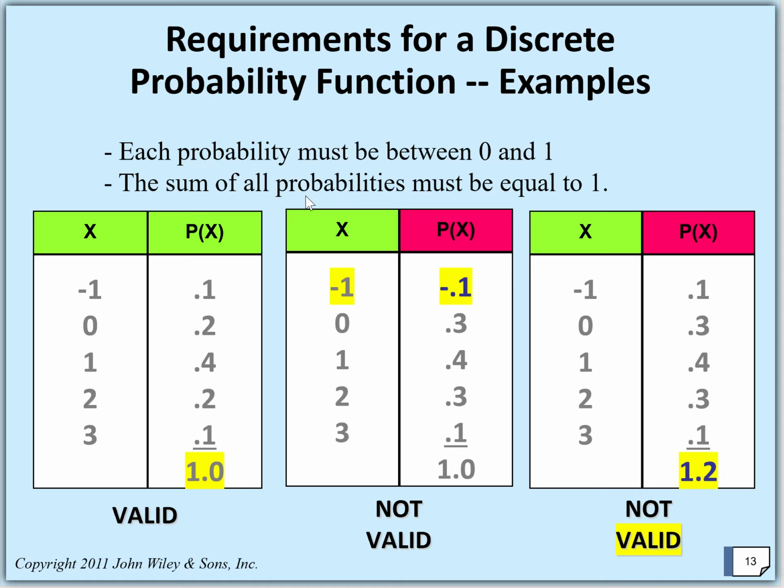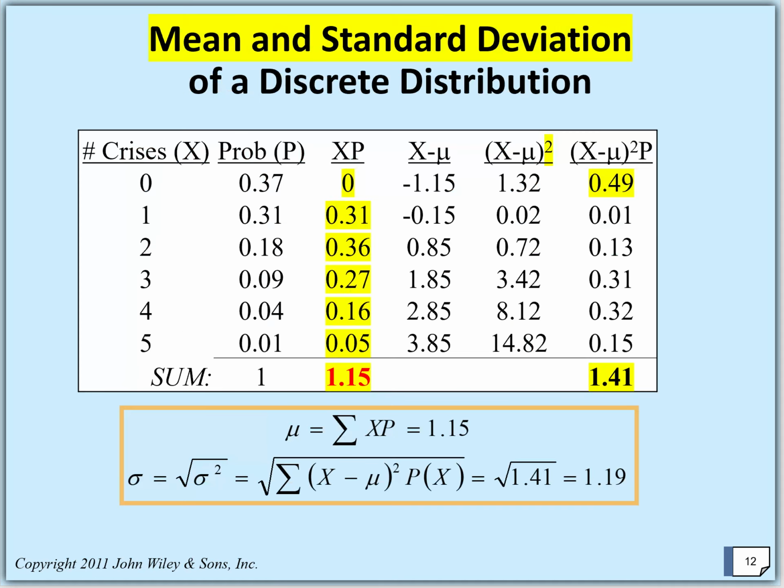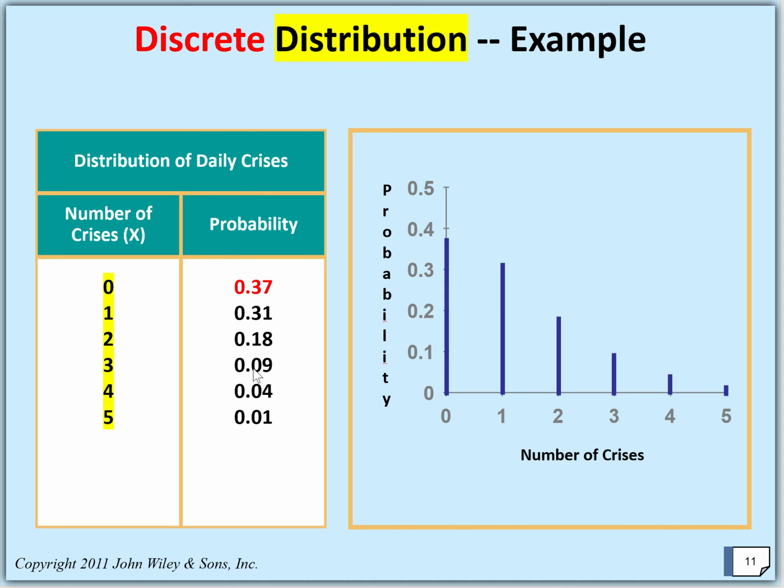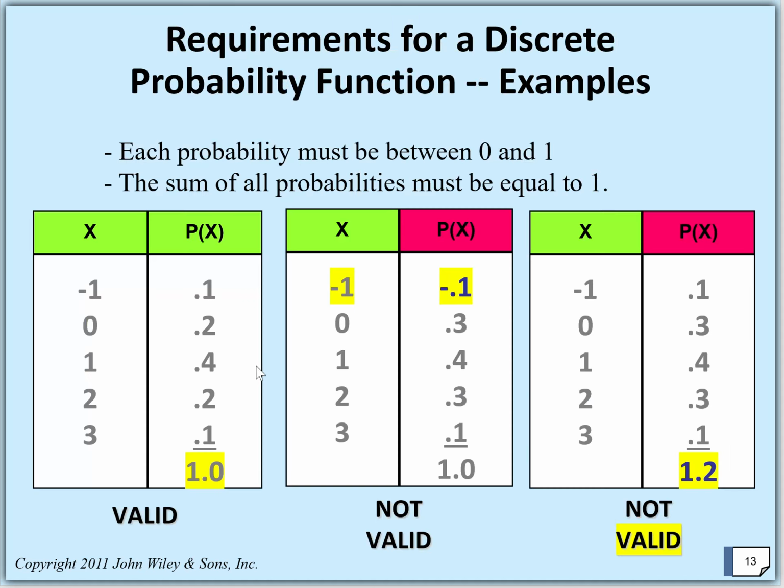So we know that each probability has to be between 0 and 100%. And the sum of all probabilities should be 1. So if you add all these probabilities, you get actually 1. All right. So the sum of all probabilities will be 1.